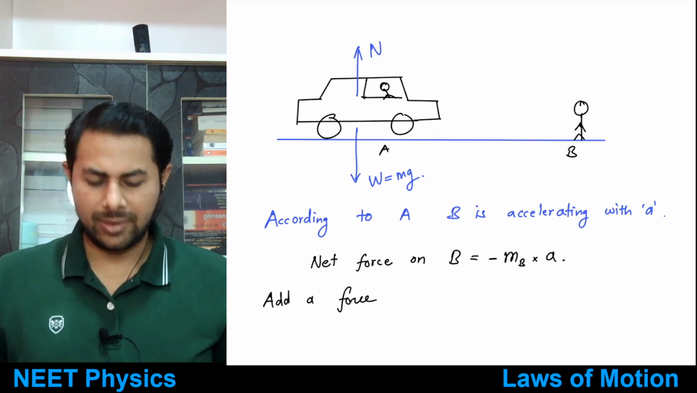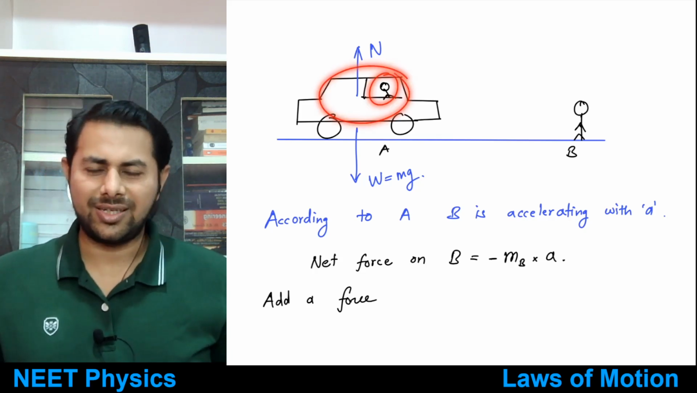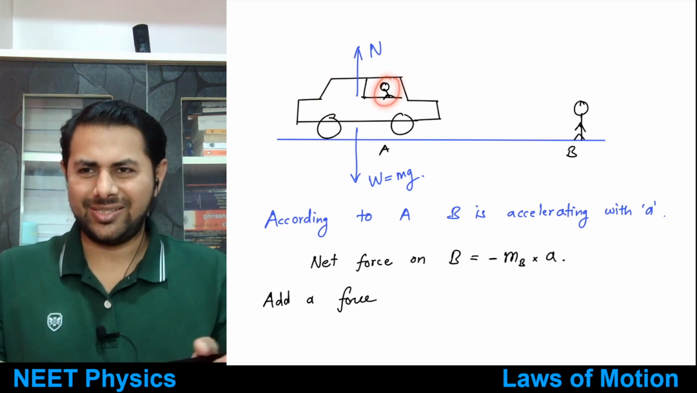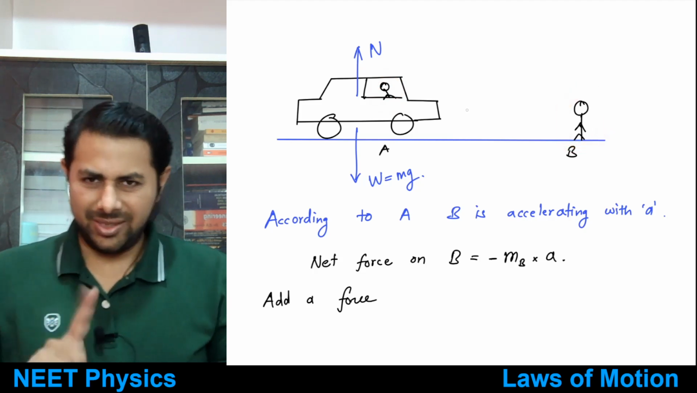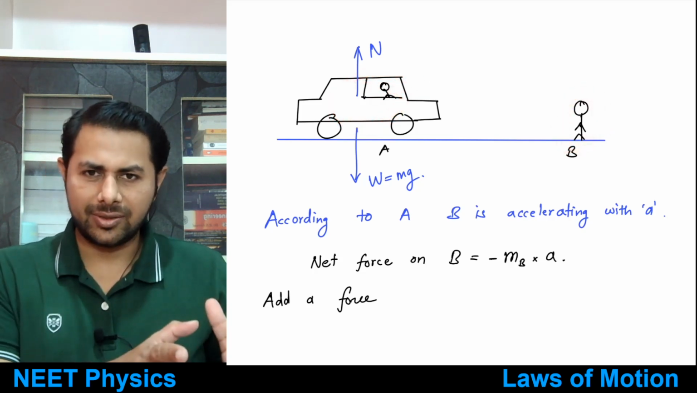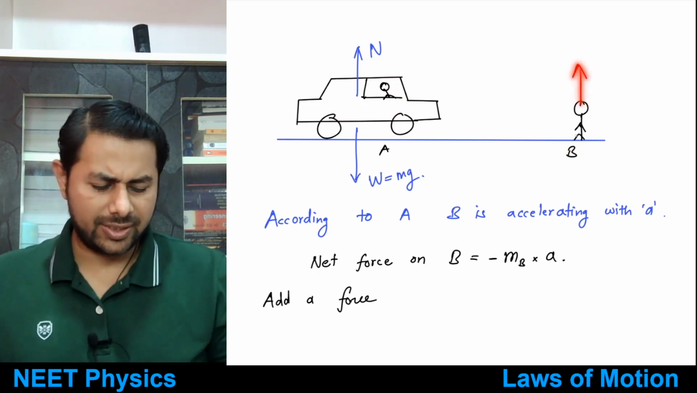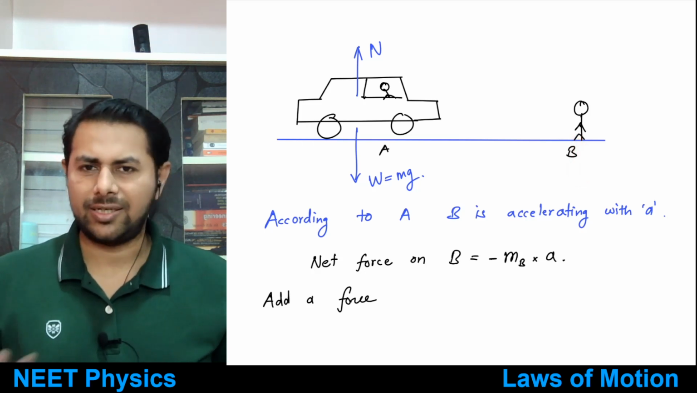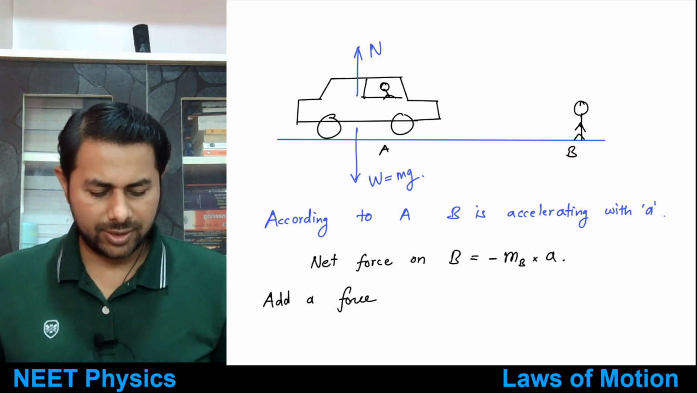Right? So in those two cases, suppose this driver doesn't know that the car is moving. It won't happen, but let's say the driver sees the world outside. In the first case he is at rest, and he sees B, which is me, at rest. He sees that there is a normal reaction acting upwards and weight acting downwards, the two are balanced, and that's why he is at rest.